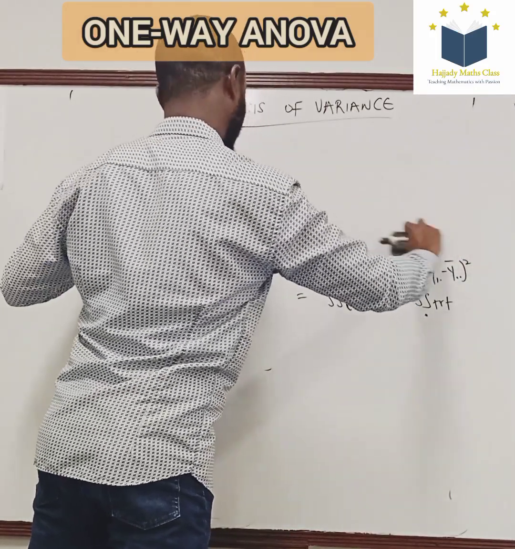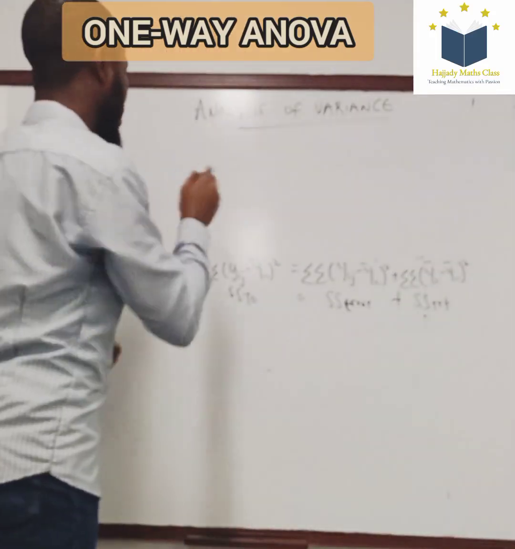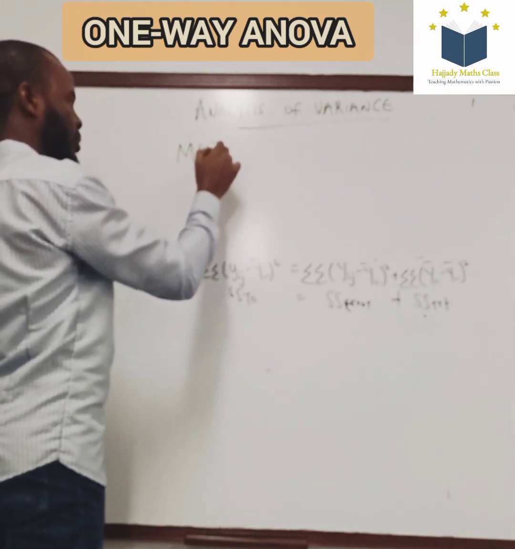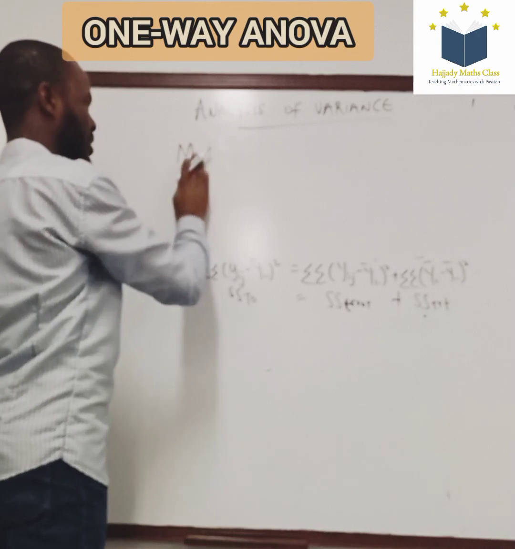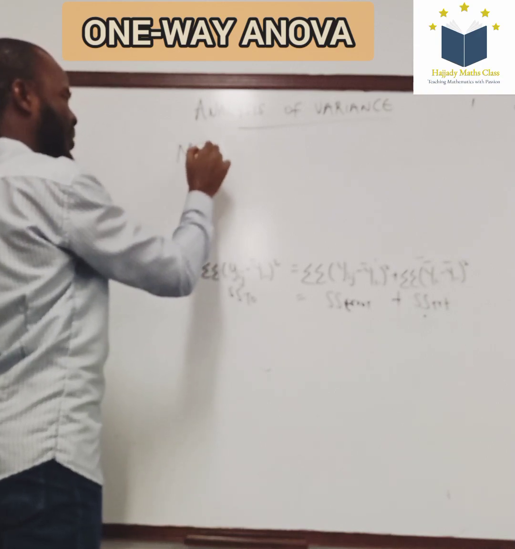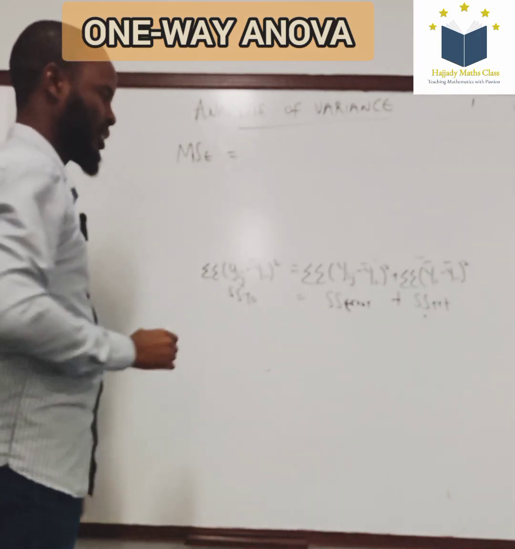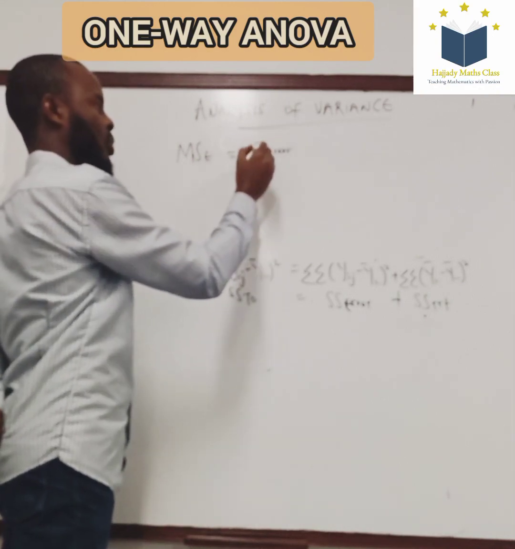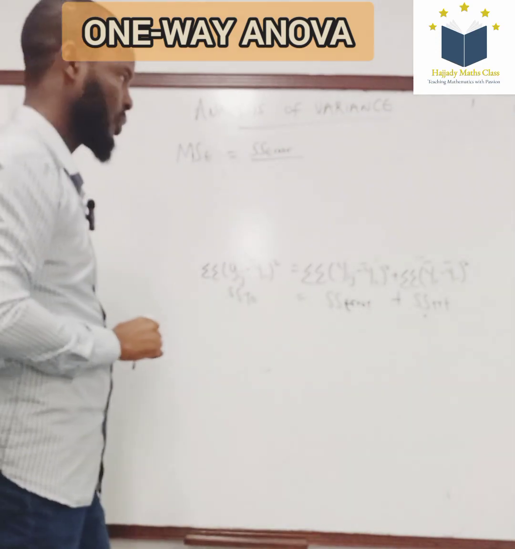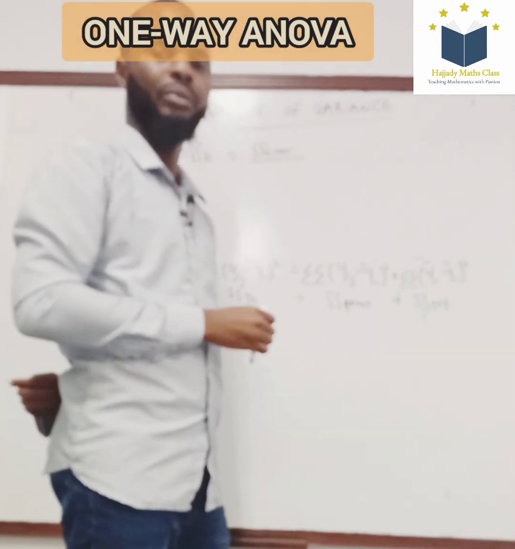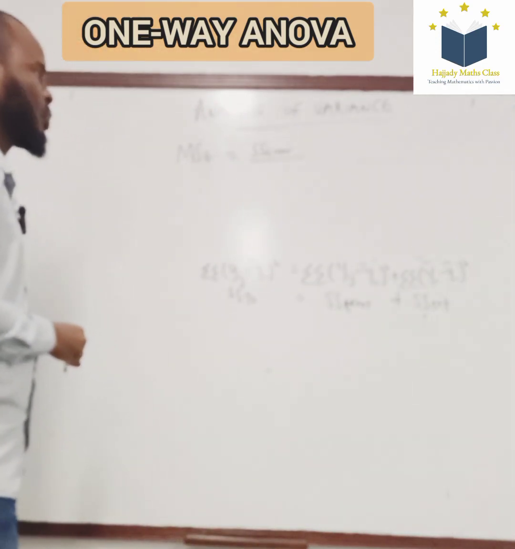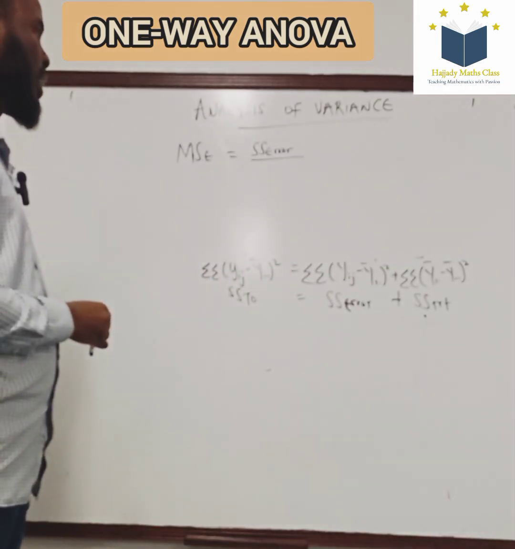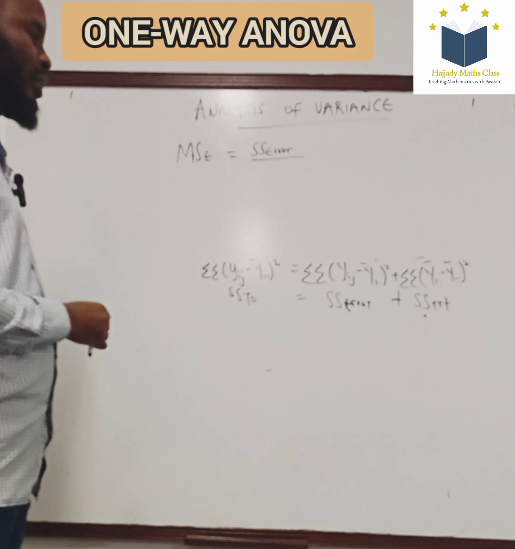So I'm going to do this. So we have our mean square total. There's nothing like mean square total, mean square error, which is also known as what? SS error over the degree of freedom. How do we determine the degree of freedom? Before I can proceed with this, I have to give a little analysis regarding degree of freedom.